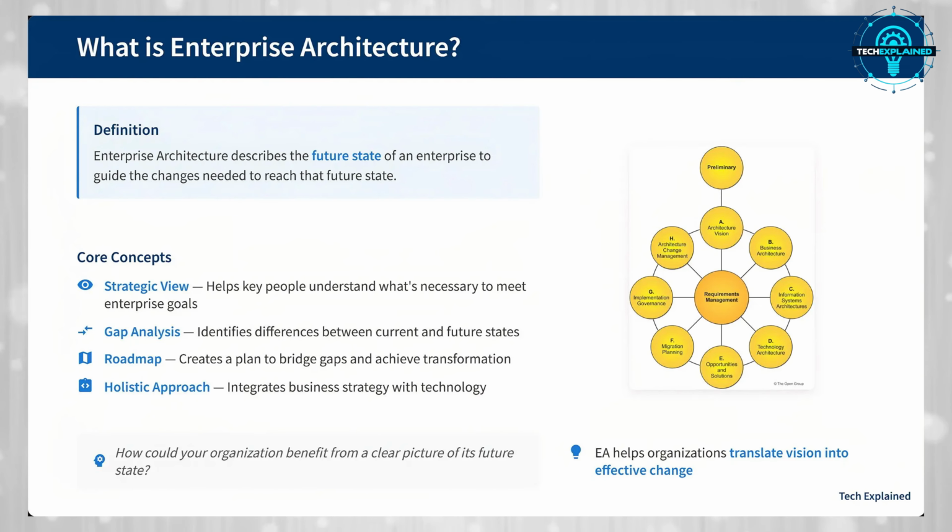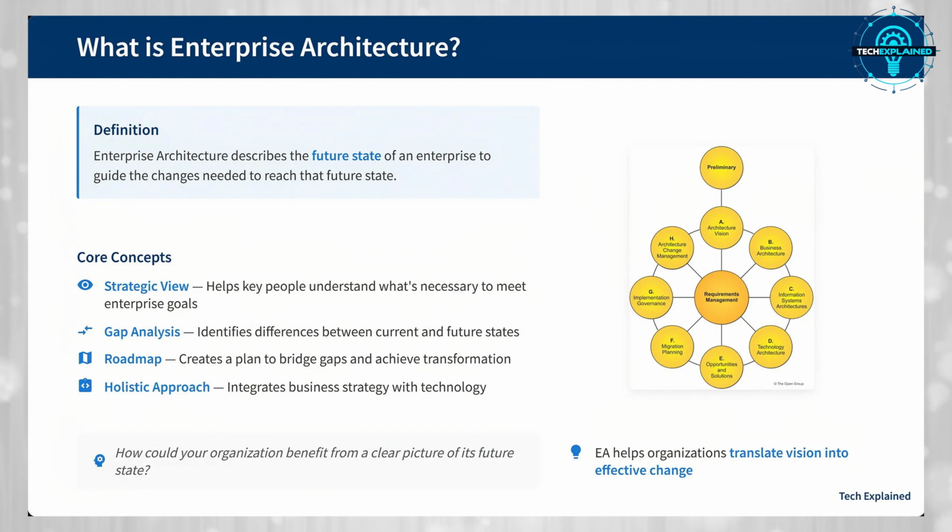So we've been talking about TOGAF, but what exactly is enterprise architecture? Let me put it in simple terms. Imagine you're looking at a city from above. You can see the roads, buildings, utilities, and how they all connect together. Enterprise architecture gives you that same bird's-eye view of an organization. It shows you how all the different parts, like business processes, information systems, technology, and people, work together. In its simplest terms, enterprise architecture describes the future state of an enterprise to guide the changes needed to reach that future state. It helps key people understand what's necessary to meet enterprise goals, objectives, mission, and vision.